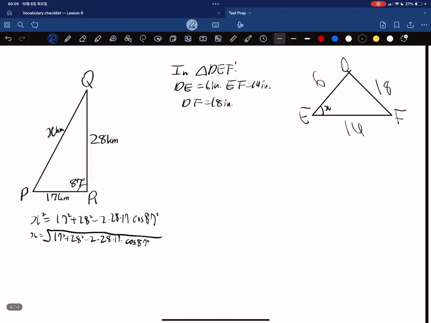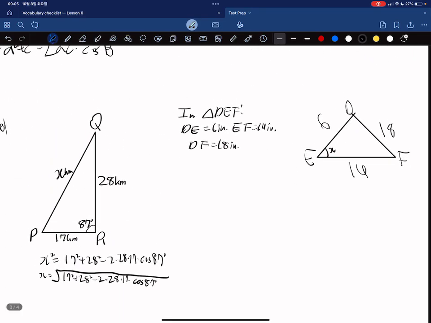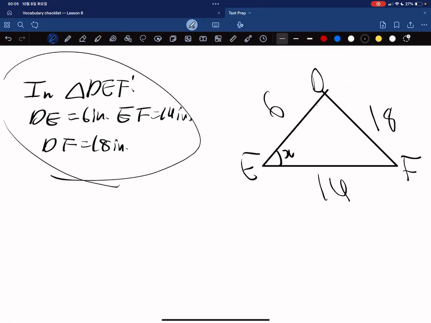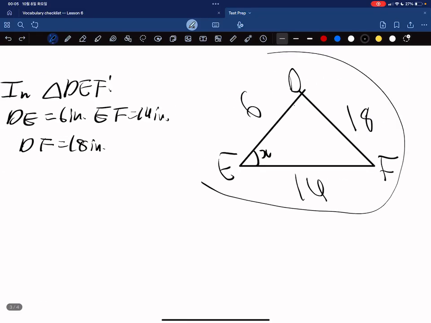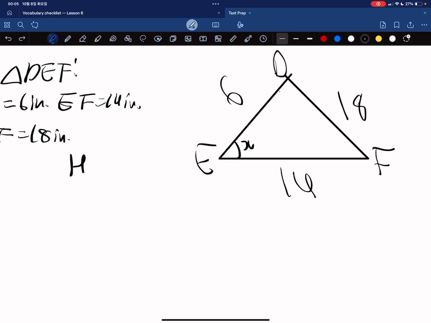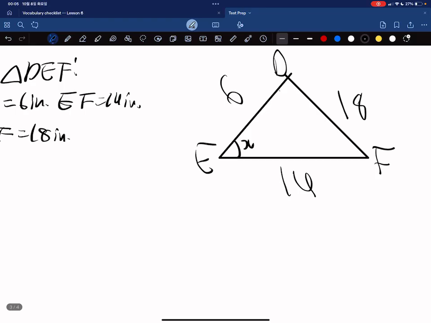Boom. Very simple stuff. And lastly, if we look at this equation in DEF, with these given, then we can draw it with this beautiful drawing. Now, how can we find this? You can use Heron's formula. However, we will not be using it as I didn't cover it yet. But you can use the law of cosine by doing 18 squared equals 6 squared plus 14 squared minus 2 times 6 times 14 times cosine of x, and we can find x.